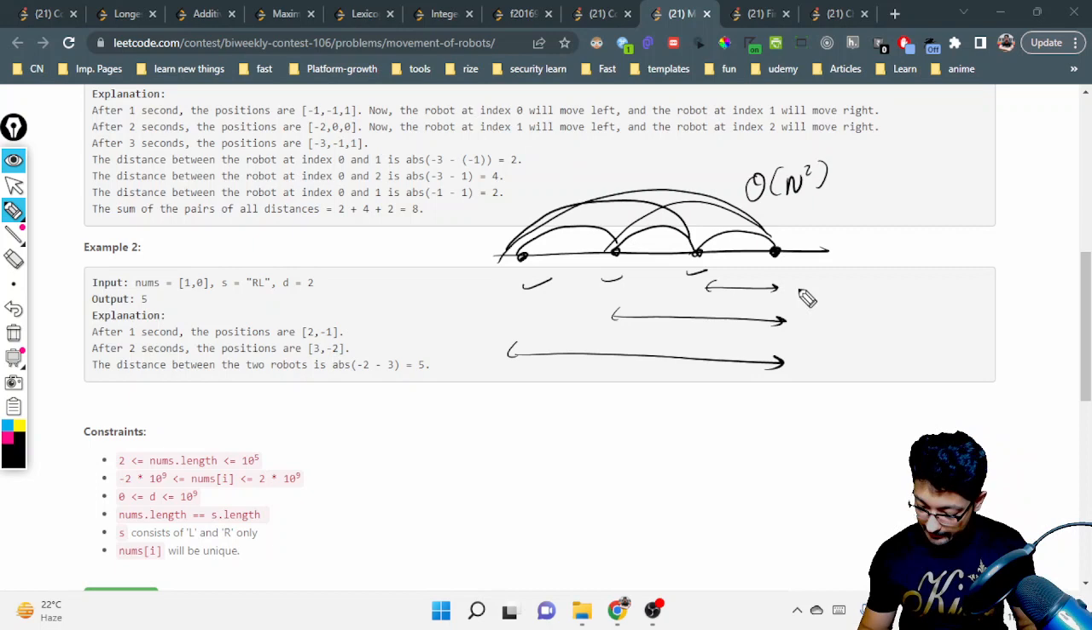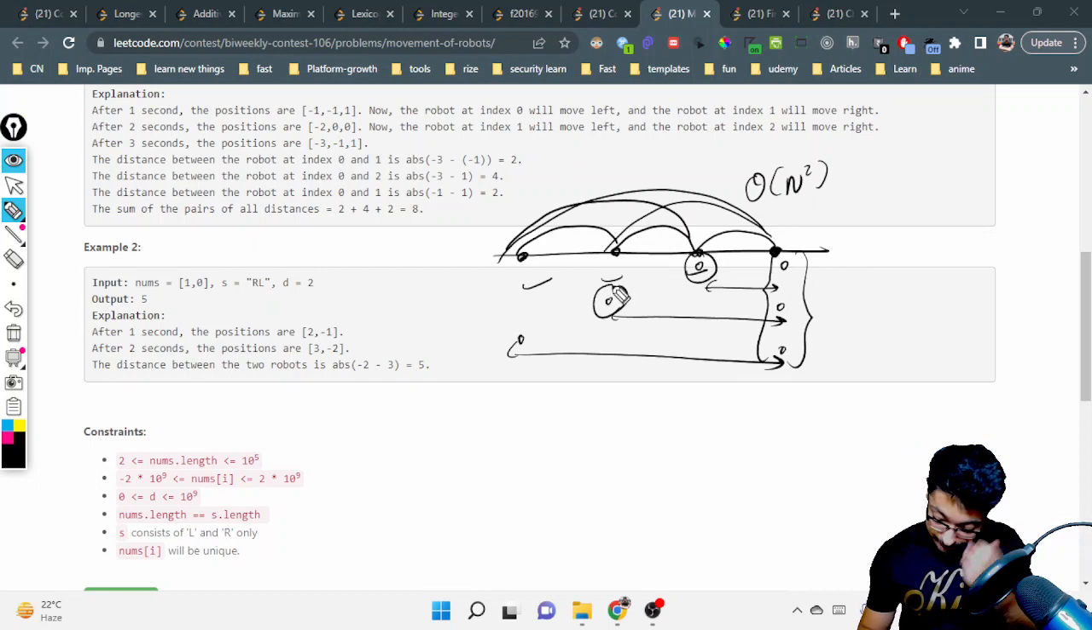Now it is occurring 3 times. So the distance is the coordinate of this point minus this point, this point minus this point, this point minus this point. What you can see is that this point has to occur 3 times, and these 3 points have to occur 1 time.